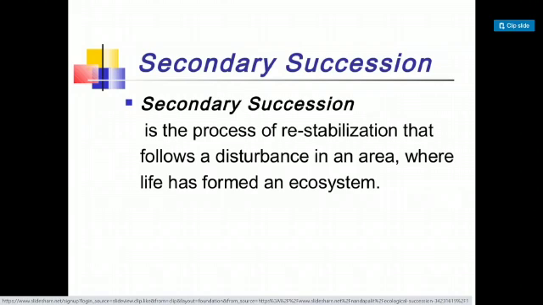Actually, primary succession was on an area where no species was living in the past, but secondary succession is actually restabilization. Restabilization means that the area was occupied by some kind of species, but that was eliminated due to a disturbance in that area. So the restabilization of new species is called secondary succession.